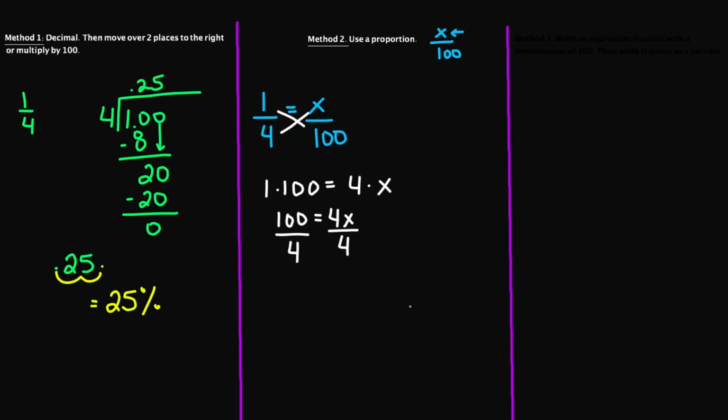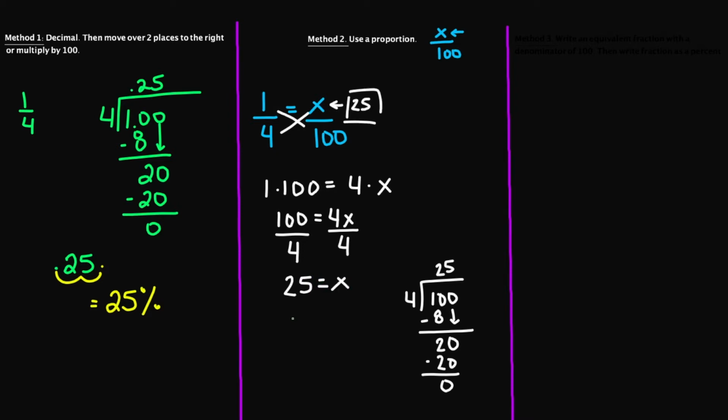So 100 divided by 4, I have my 4 on the outside, 100 on the inside. 4 goes into 10 2 times. 4 times 2 is 8. 10 minus 8 is 2. Bring my 0 down. 4 goes into 20 5 times. 4 times 5 is 20. 20 minus 20 is going to equal 0. So x equals 25. And if I were to turn this into a percentage, this is going to give you 25%.